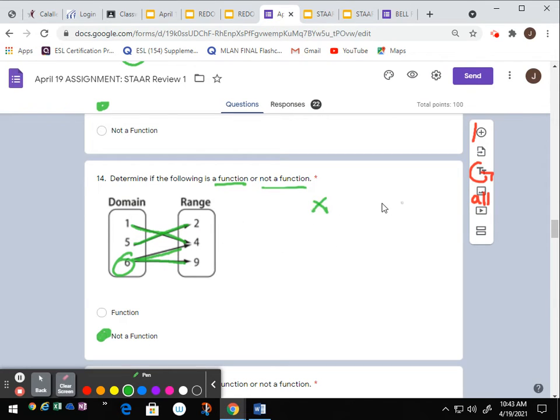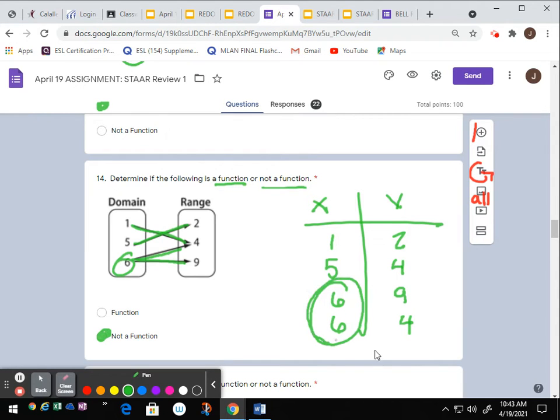If you think about it, if we draw it out in a t-chart, we have 1, 2, 5, 4, then we have 6 and 9, and then 6 and 4. See how we have 2 of the same x values right here? If we have 2 of the same x values, it's not a function.